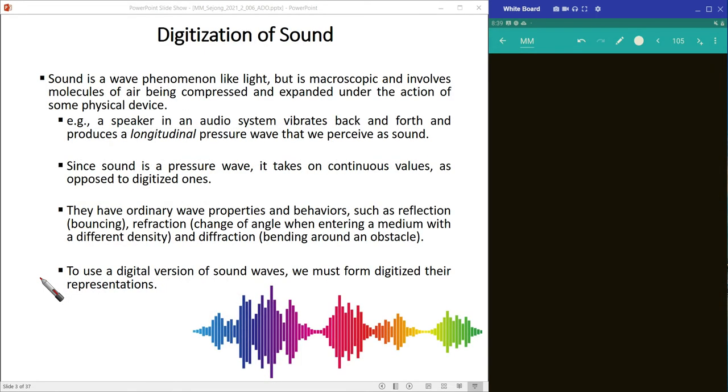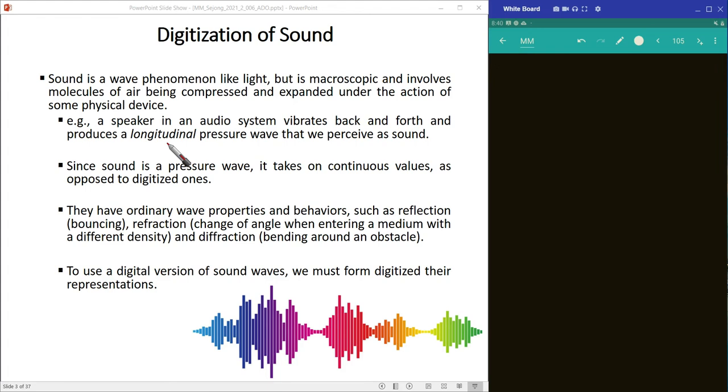So what is sound? Let's understand the digitization of sound. So first of all, what is sound? Sound is a kind of wave phenomenon like light, but sound is more macroscopic, and it basically involves how air pressure is compressed and expanded under the action of some physical devices. For example, inside the speaker in audio systems there are some components that vibrate back and forth, and produce a longitudinal pressure wave.